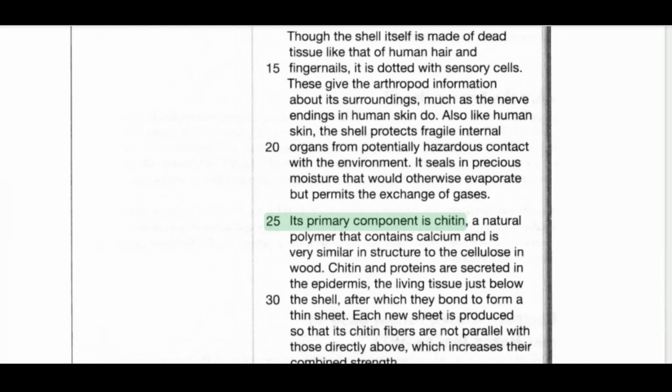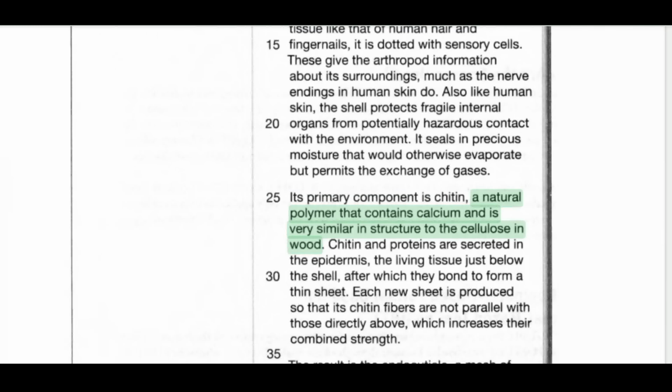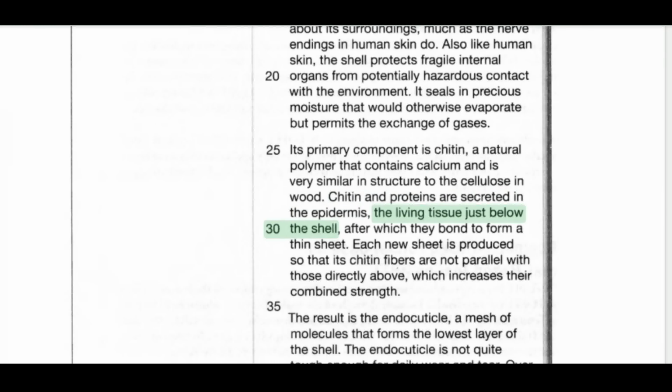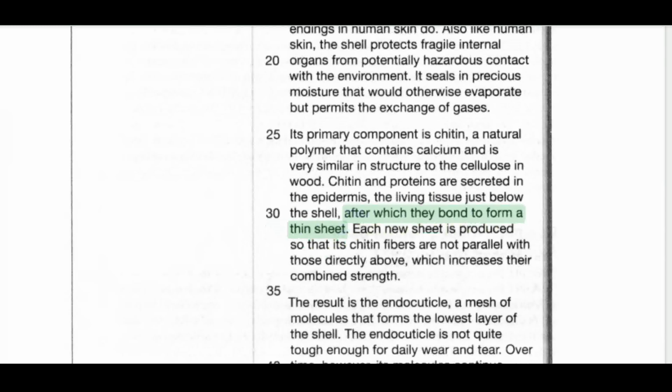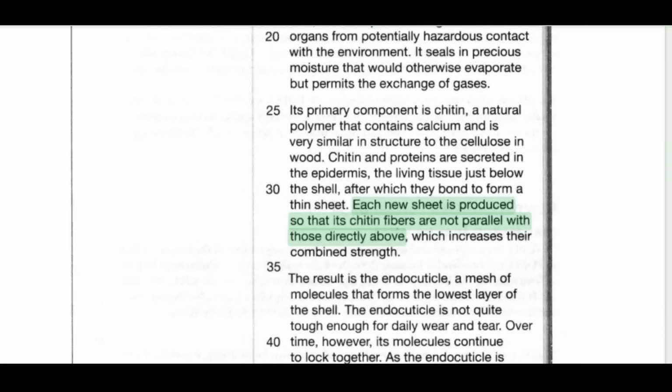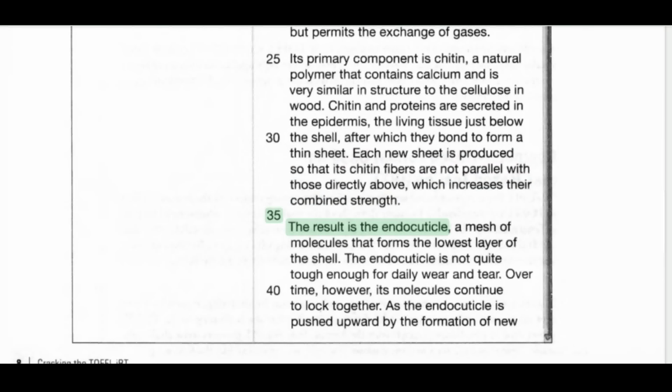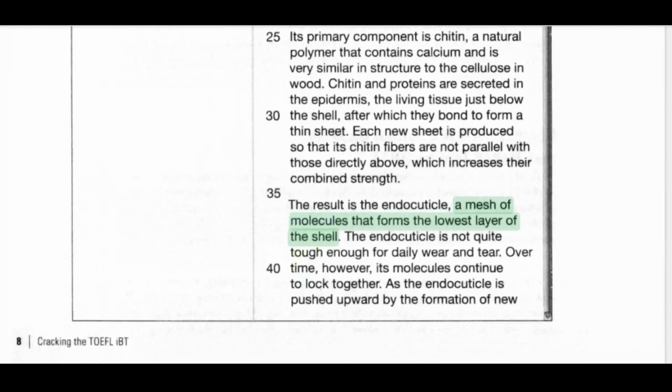Its primary component is chitin, a natural polymer that contains calcium and is very similar in structure to the cellulose in wood. Chitin and proteins are secreted in the epidermis, the living tissue just below the shell, after which they bond to form a thin sheet. Each new sheet is produced so that its chitin fibers are not parallel with those directly above, which increases their combined strength. The result is the endocuticle, a mesh of molecules that forms the lowest layer of the shell.